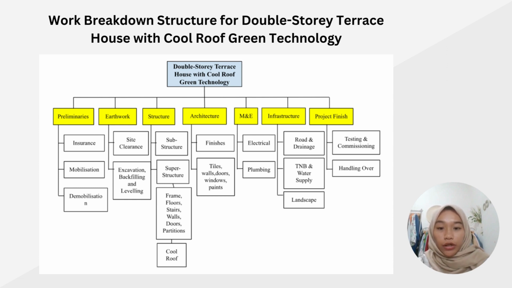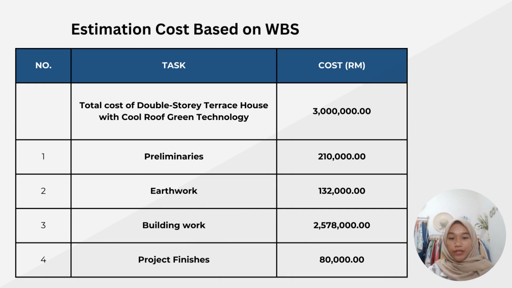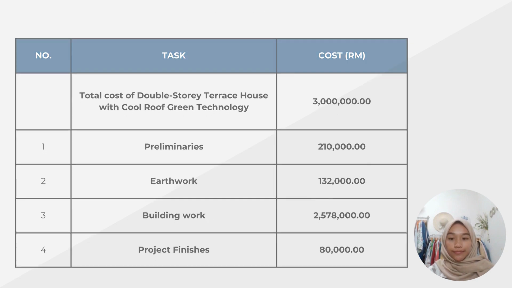preliminaries, earthwork, structure, architecture, M&E, infrastructure, and project finish. This is the estimated cost based on the work breakdown structure. The total cost of this project is 3 million ringgit. The preliminary is 210,000 ringgit. The upper is 132,000 ringgit. The building work is 2,578,000 ringgit, while the building finish is 80,000 ringgit.